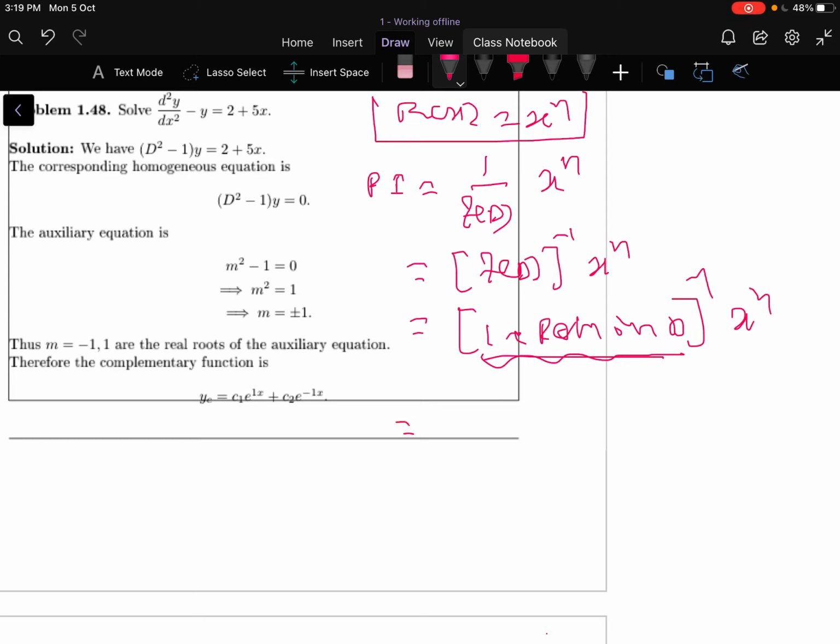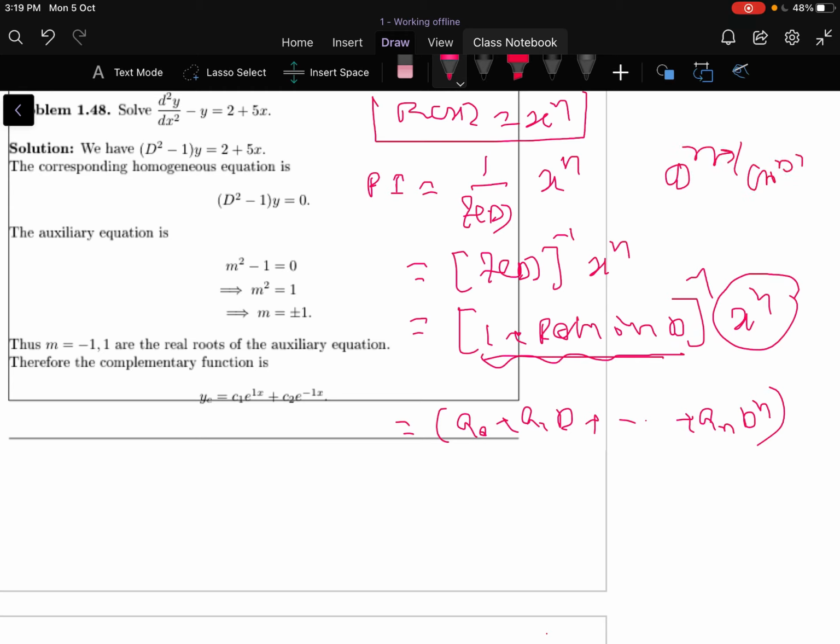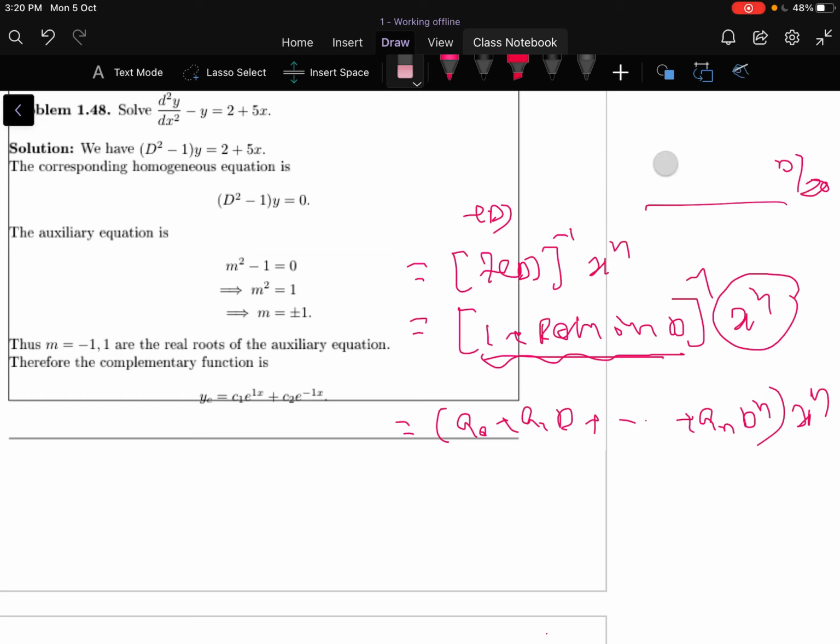I have to expand that, so this can be written as a naught plus a1 into D plus and so on up to an into D power n. Up to here you have to expand because the degree of the polynomial is n. Later terms are not required, since the (n plus 1)th derivative of x power n goes to 0. So there is no need to write infinite terms here. We can find the particular integral in the case of x power n by using the binomial theorem. Let us move to the problems; we can easily understand through the problems.